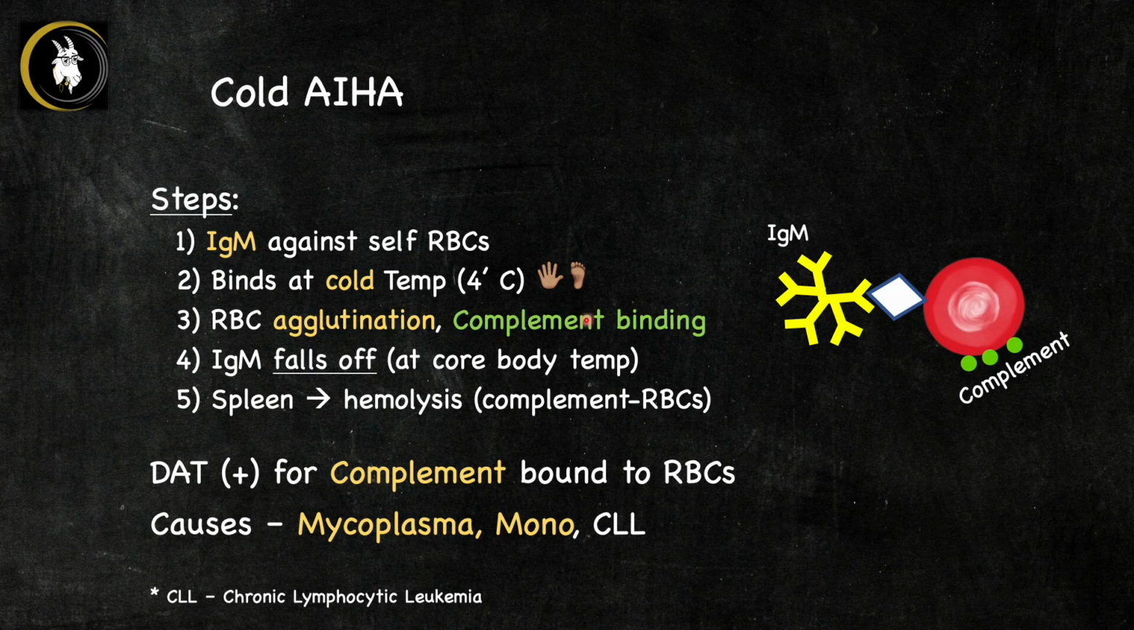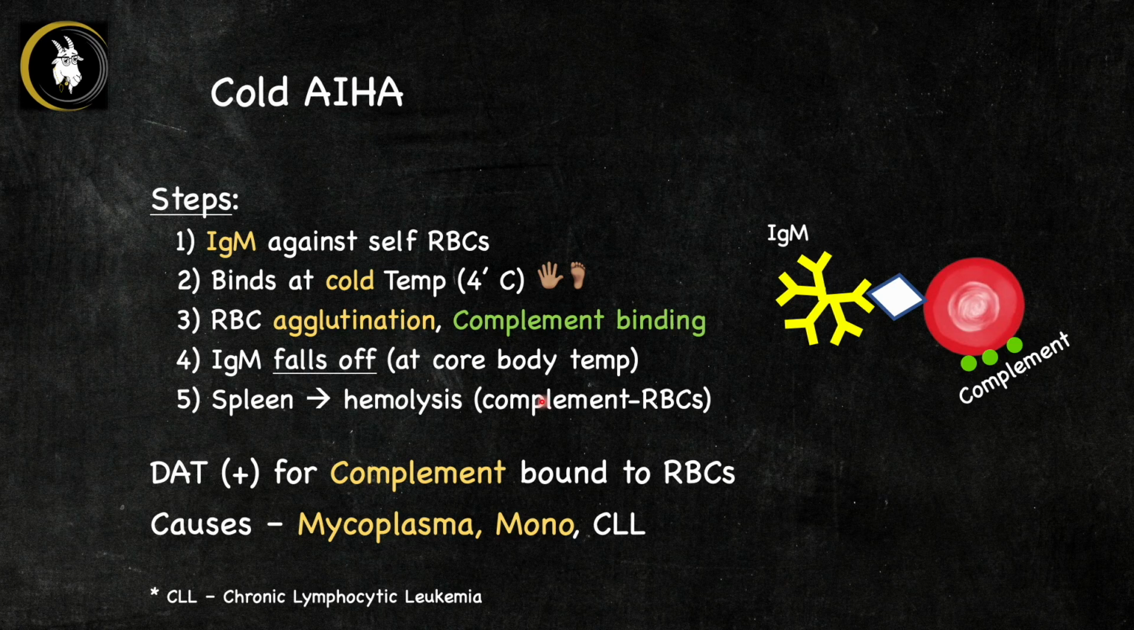Now what happens is that as that blood and those red blood cells return from the cold extremities to the warm core body circulation, the IgM is going to fall off, because remember the binding of IgM only occurs in the colder temperatures. So the IgM is going to fall off, but the problem is that those complement proteins are going to remain attached to the red blood cells.